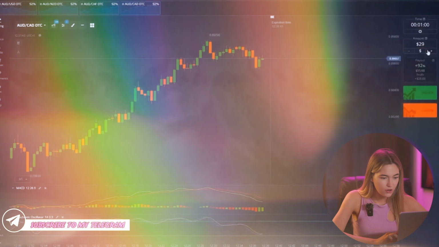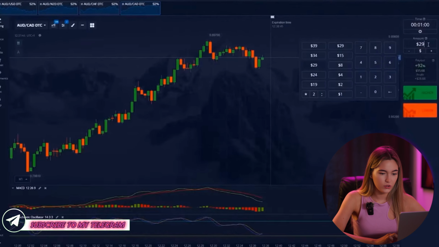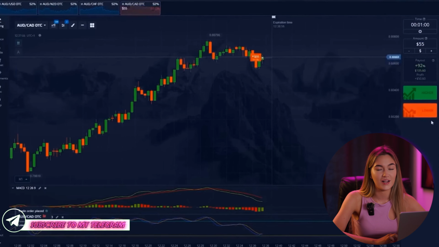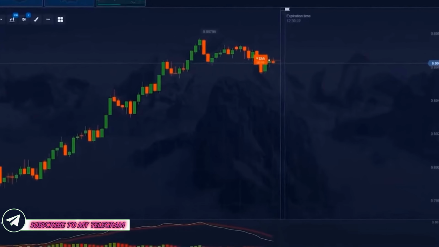Great, just great. We already have $55. The most important thing is not to lose focus and to continue analyzing the market. Okay, Aussie and Canadian dollars. Wow, so we can see that after a slight consolidation at a resistance level, the trend is starting to reverse. So of course, we'll follow it. Let's press lower.